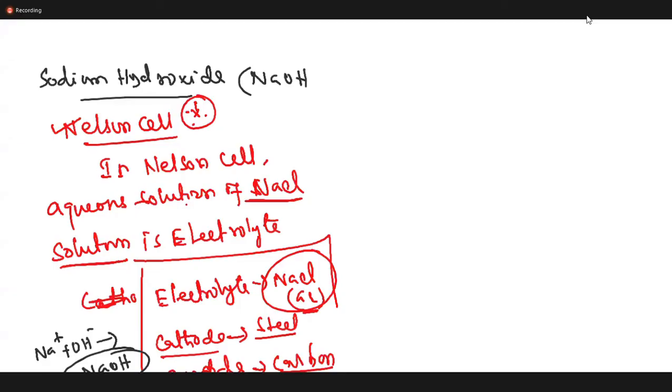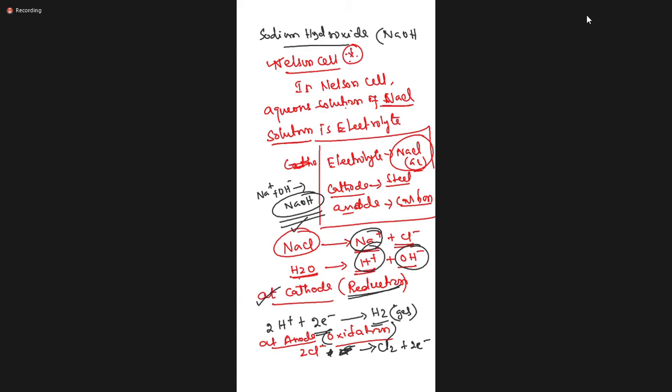You need to remember, in the Nelson cell process, what is the electrolyte? Aqueous NaCl is the electrolyte. Which one will be the cathode? Steel will be the cathode. In the anode, what will be there? Carbon will be there. What is the cathode reaction? What is the anode reaction? What is the final reaction? The final reaction is the sodium hydroxide preparation.